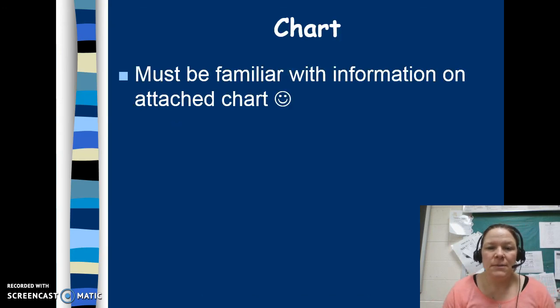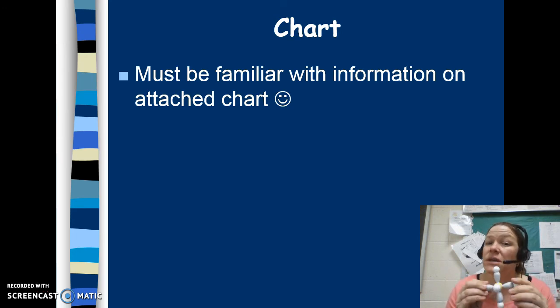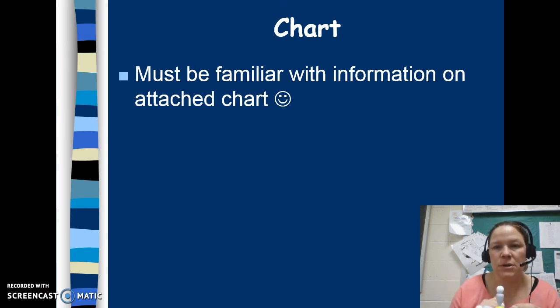So as a reminder, we've got to be familiar with that information on the attached chart. Hopefully that's helpful. For those of you that are kinesthetic learners, use these kits when you're practicing. It might really help with understanding what the 3D structure is as opposed to just the 2D Lewis structure.